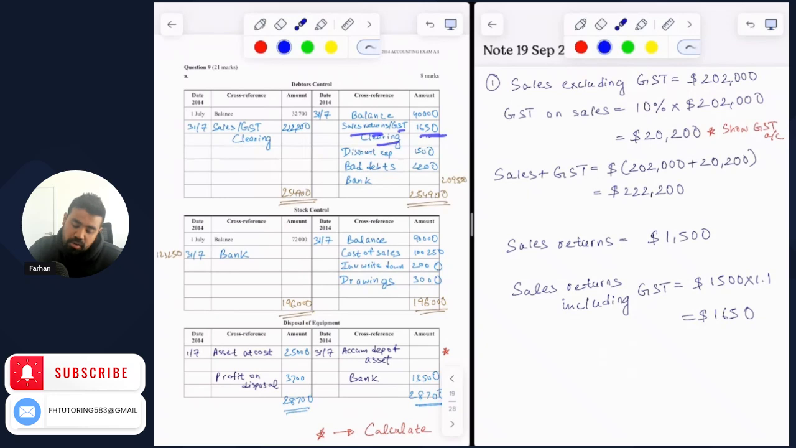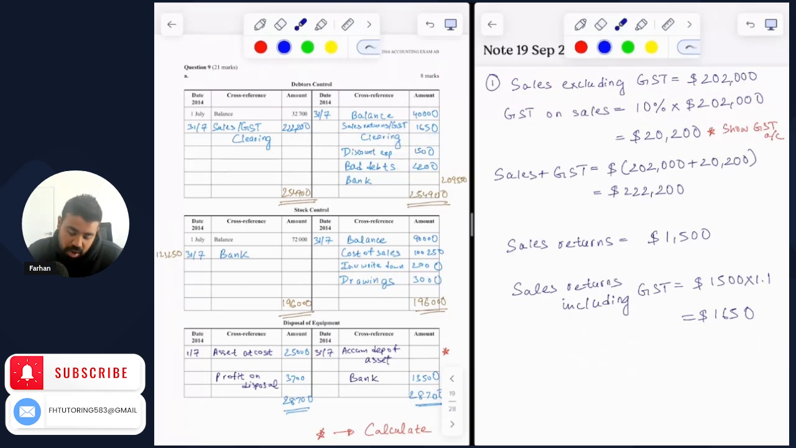Then we have included the discount expense and the bad debts. These are the figures that we always expect to find within the income statement because both of these are expenses, and all expenses are reported within the income statement. So always be careful to double check the income statement and make sure no items are missing.